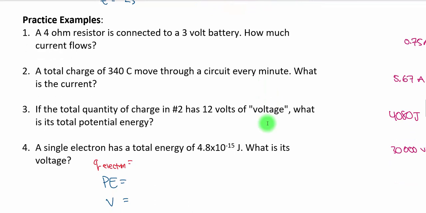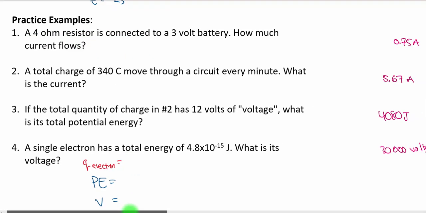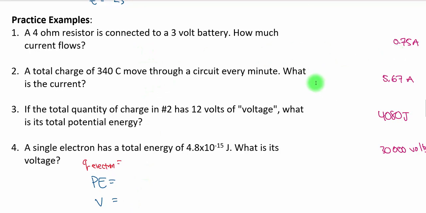Some of these are review questions. So look at this one. A 4 ohm resistor is connected to a 3 volt battery. How much current flows? Interesting. Should be 0.75 amps. I'm not going to do that one. You do that one. You should be able to do that.